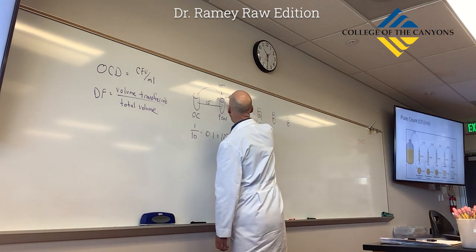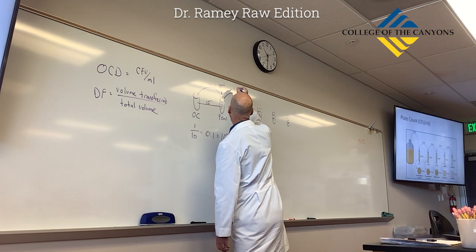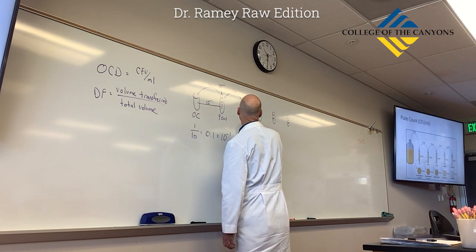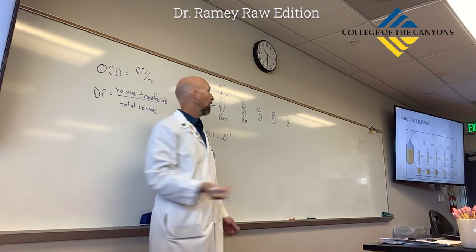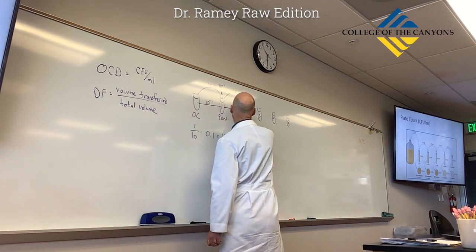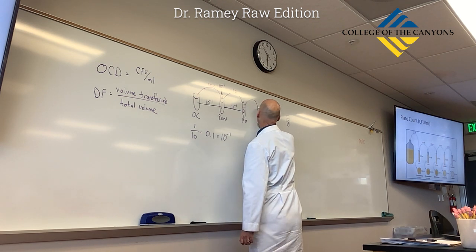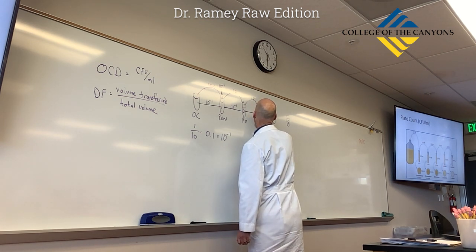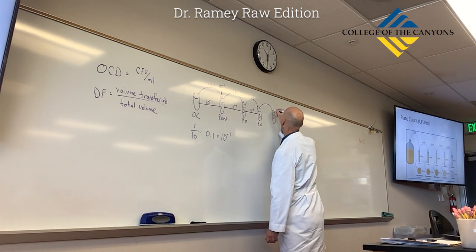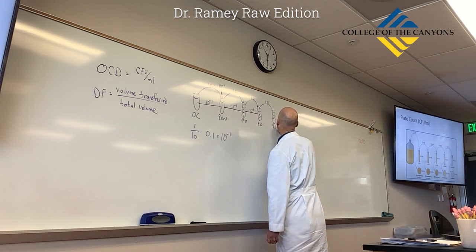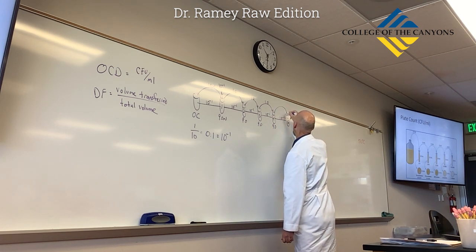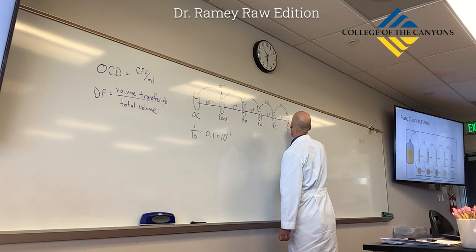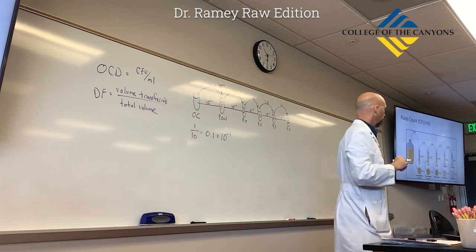Now, each of these steps here is a 1 mil transfer volume into 9 mils of diluent. So every single one of them, in this case, is a 10 to the negative 1 dilution. Right? They're all 1 into 9 mils of diluent. So each step is 10 to the negative 1. Okay, everybody with me so far?